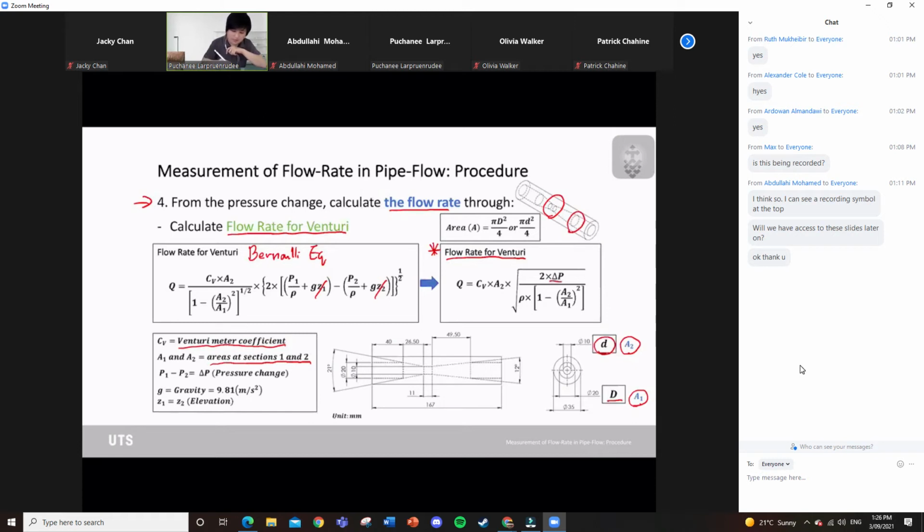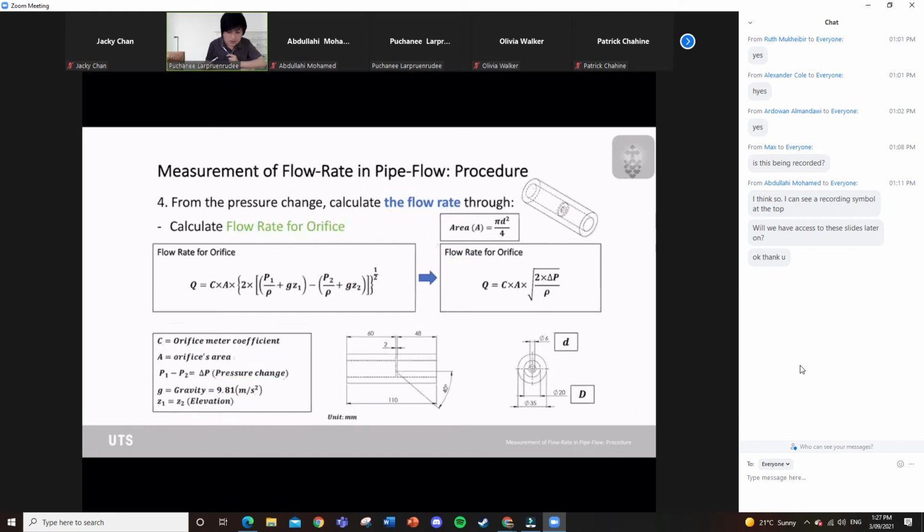Delta P is the pressure change. You already get it from the data sheet. G, gravity. And as I said before, Z1 and Z2 elevation, we don't need it because it is the same elevation. To find the area again, we can apply this one, pi d square over 4. So this one is the flow rate for orifice.